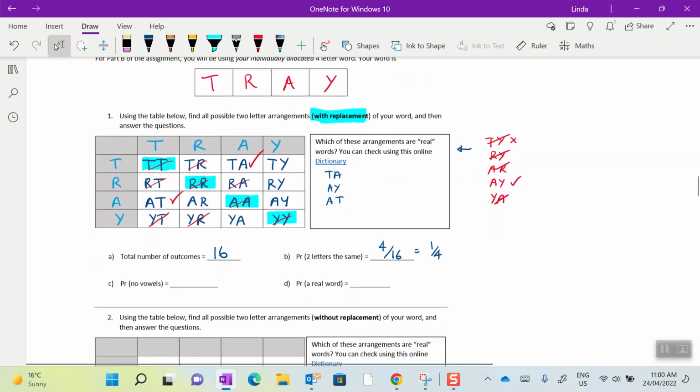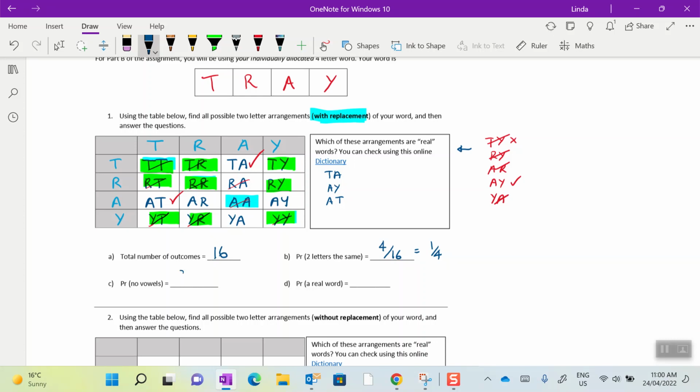I didn't do these questions here. This part C says the probability that there's no vowels. So I need to go through and find out which words have got no vowels in them. No vowels here. So I'm doing these ones in green. No vowels. All of those have vowels. So I've got 1, 2, 3, 4, 5, 6, 7, 8, 9. Your answer might be different depending on how many vowels were in your word to start with.